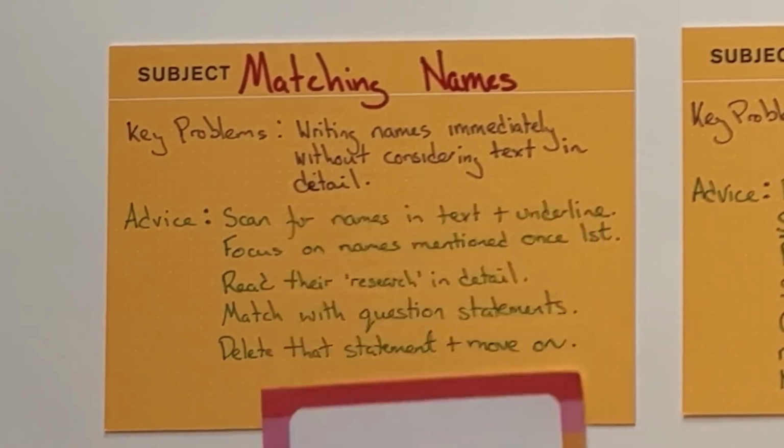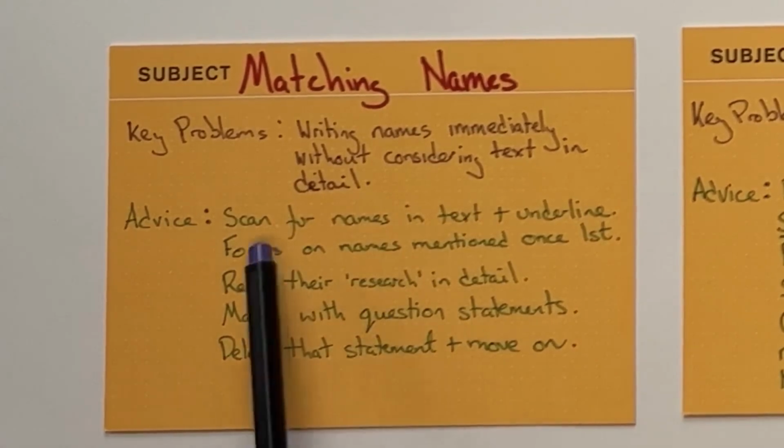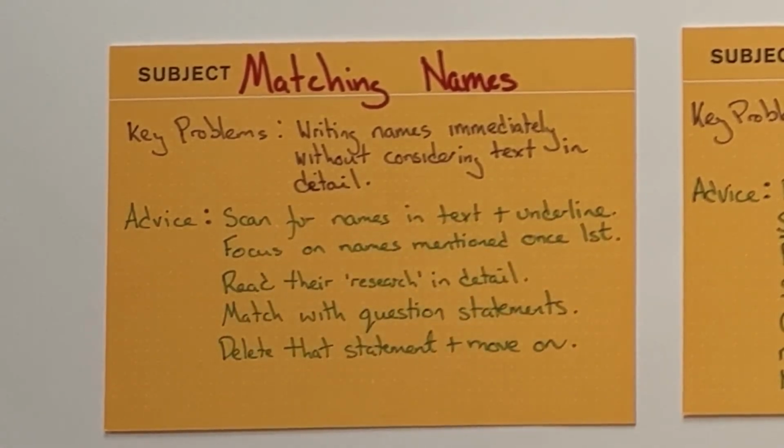So how can we overcome those problems? Well, we scan for the names in the text and underline. You'll be given different names, look at the name that you want to focus on, scan the text and underline where that name comes up, because that is going to save us a lot of time, and it is going to help us focus in on the area where the correct answer is.